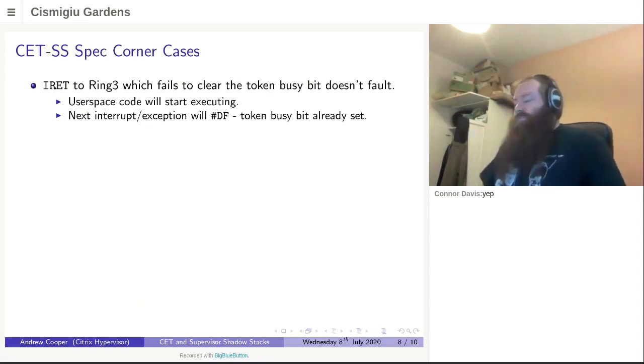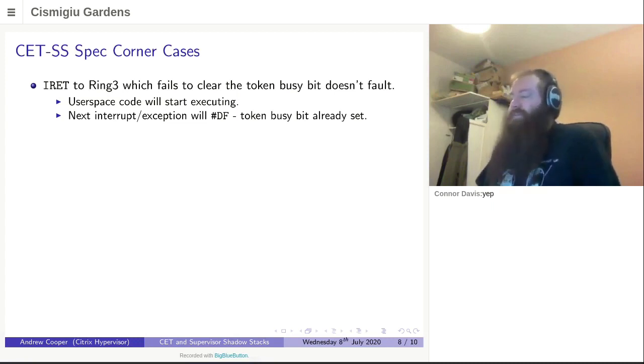Of course, this is a brand new bit of the architecture. It does come with some rather interesting corner cases that are a little unexpected. An IRET to ring 3 does a lot of checks on the shadow stack, but one thing it explicitly does not fault for is if it failed to clear the busy bit in the supervisor token. This is slightly weird, but according to some CPU architects, it is deliberate.